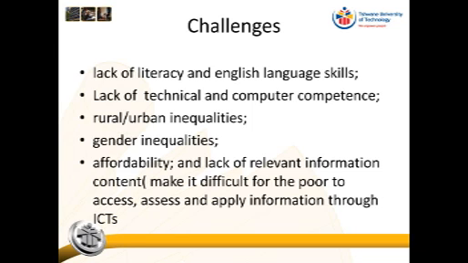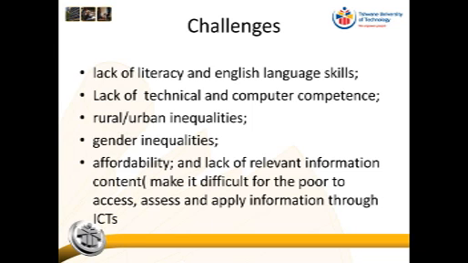Computer competence is needed. Rural-urban inequalities. What that means, for instance, is that Gauteng and the Western Cape are the provinces that have more ICT users than any other province in South Africa. So there will be inequality. Gender inequality: women are not given that much access to ICT things. And affordability is the main problem of South Africa, as we show the prices there.